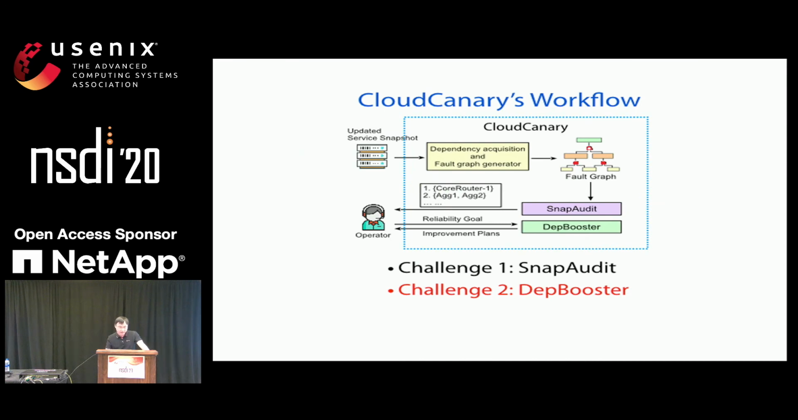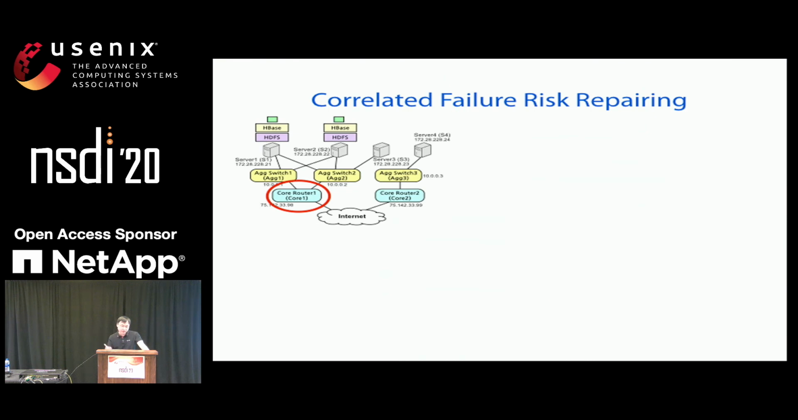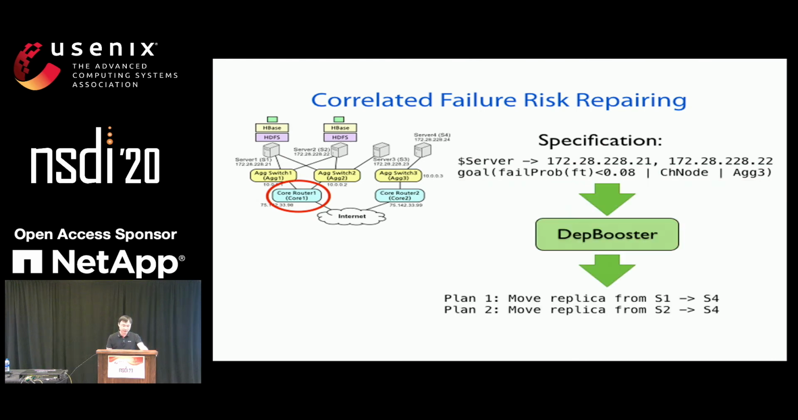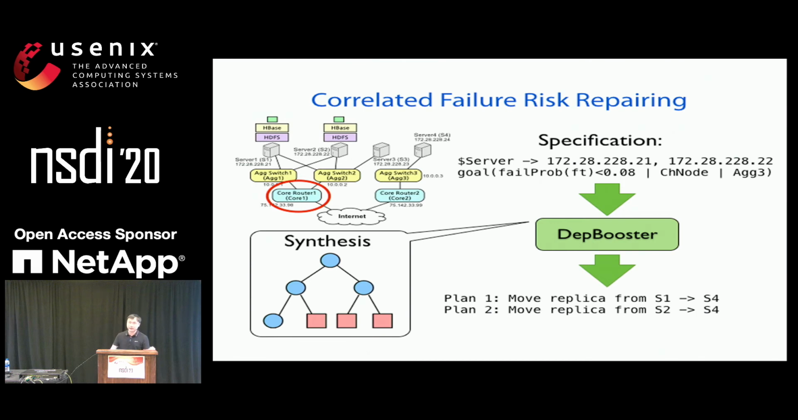Due to limited time, I will just briefly describe how we solve the second challenge. Suppose we detect a risk group including one element, the core router 1, in this example, and the operator uses CloudCanary to write a specification describing how he wants to fix the risk. The specification consists of multiple goals, including failure probability of some components. Our DepBooster component reads the specification and outputs alternative improvement plans. At the heart of DepBooster is a synthesis algorithm, which traverses a space tree and does pruning according to the constraints specified in our specification. The leaf nodes of this space tree are the alternative improvement plans. Please see our paper for more details.